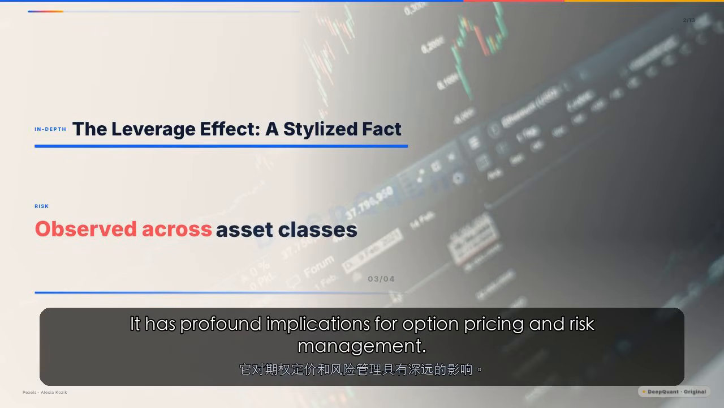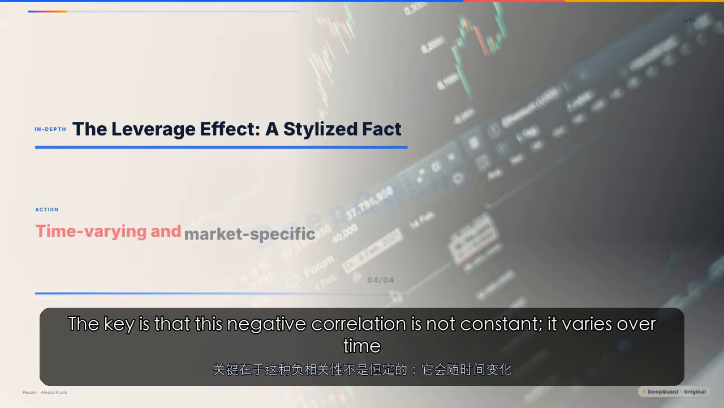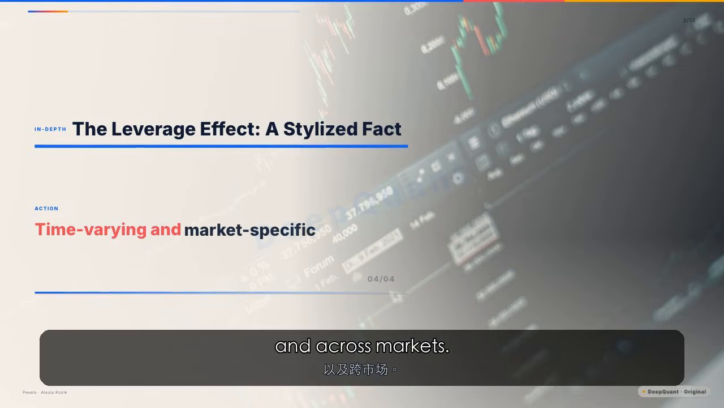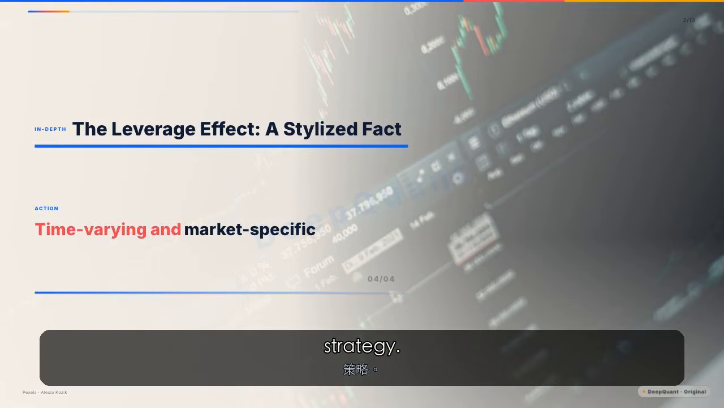It has profound implications for option pricing and risk management. The key is that this negative correlation is not constant, it varies over time and across markets. Understanding its mathematical foundation is essential for any quantitative strategy.